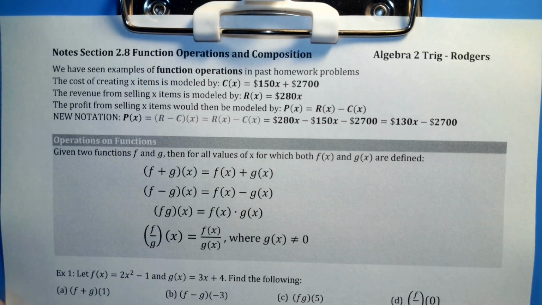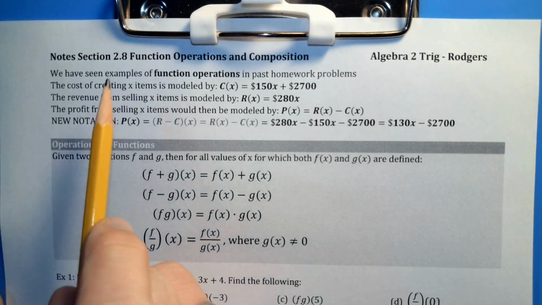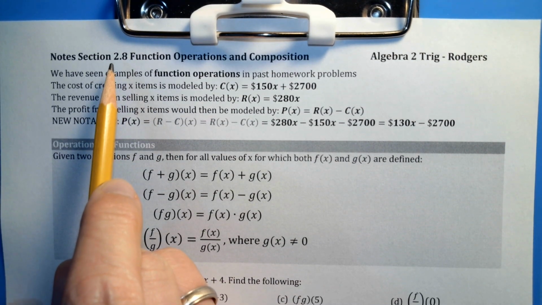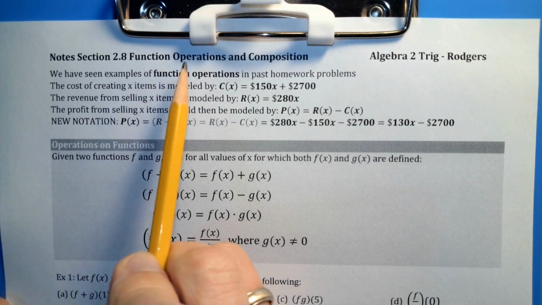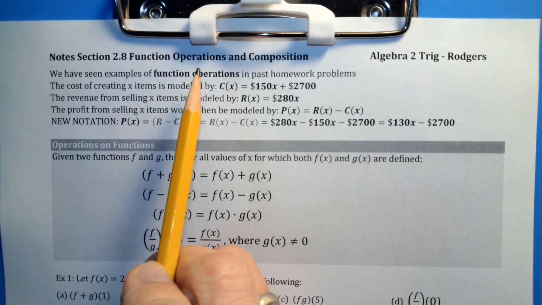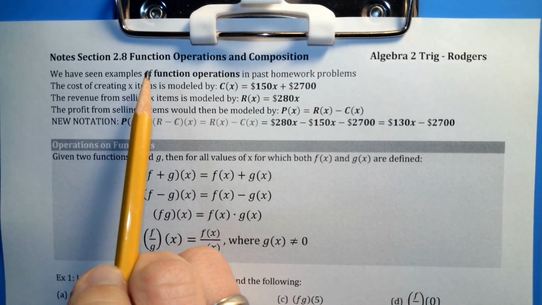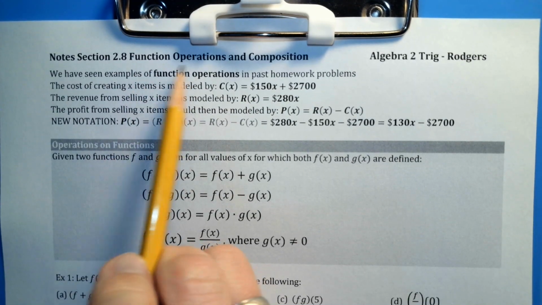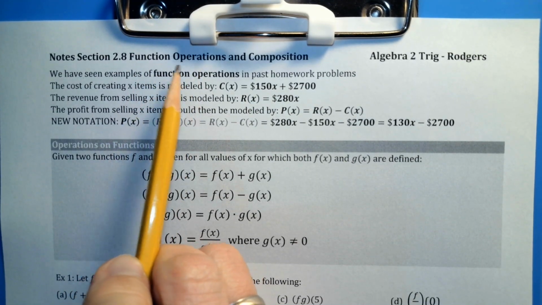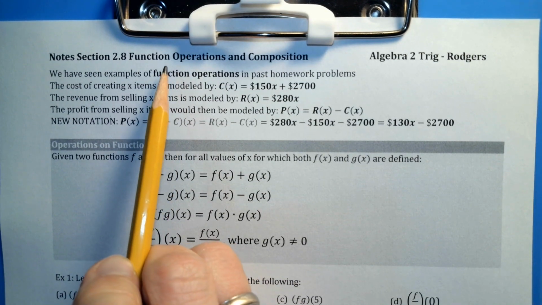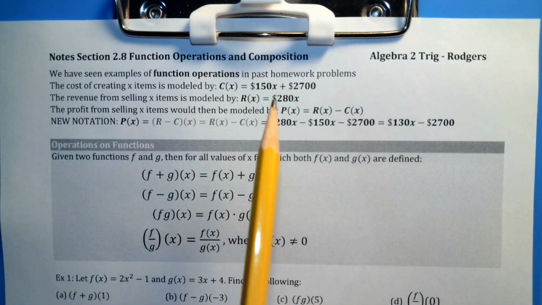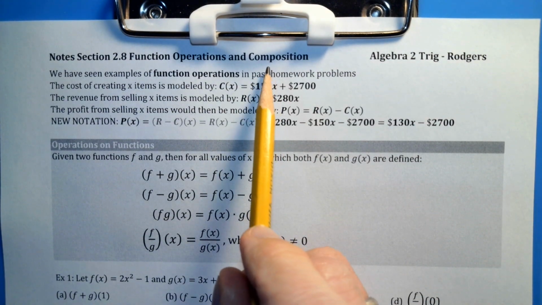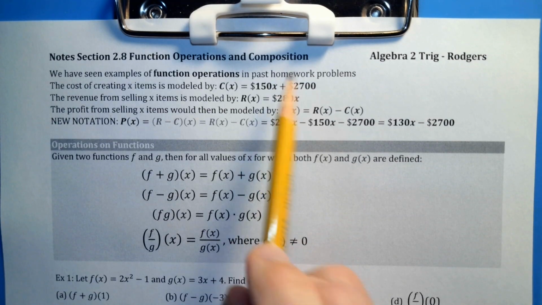Okay, so we are looking at the last section of chapter 2, section 2.8, and we're doing some function operations. In some parts, it's just a new notation for combining, subtracting, multiplying, and dividing functions. And then on the next page or two, we'll talk about the composition of functions as well.